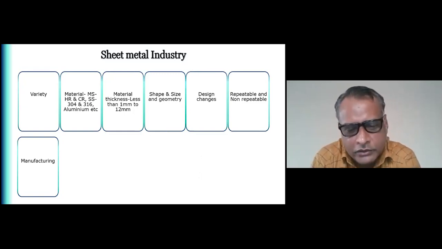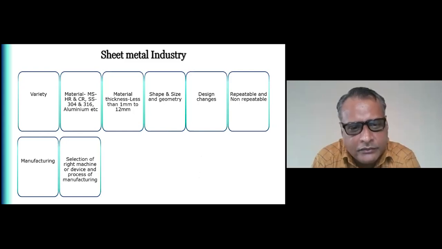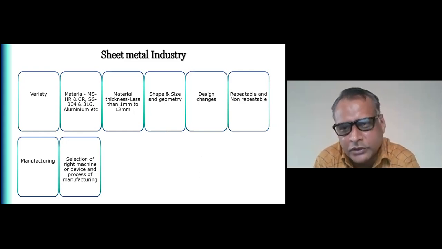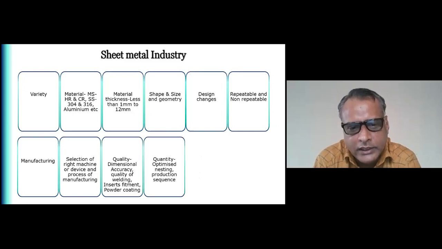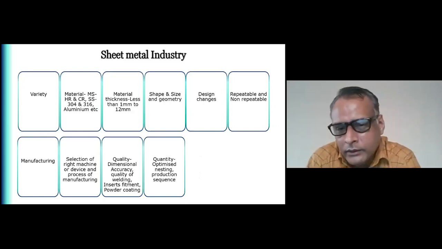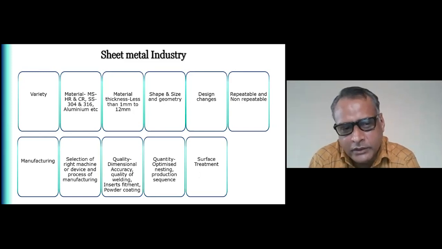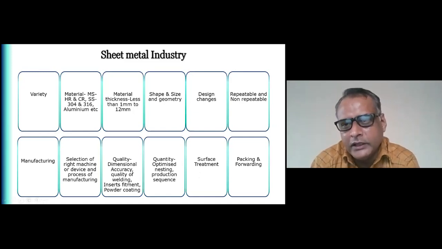Manufacturing: in manufacturing also, we have to go through different aspects. That is the selection of the right machine or device and the process of manufacturing. Quality and dimensional accuracy, insert fitment, powder coating, these are important. And quality optimized nesting, production sequence, and surface treatment. Of course, sometimes there is painting and sometimes there is powder coating. And finally, packing and forwarding is important.